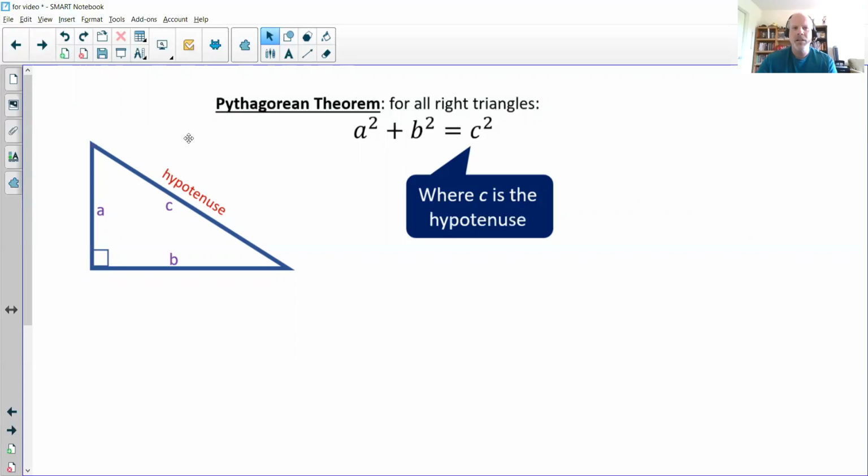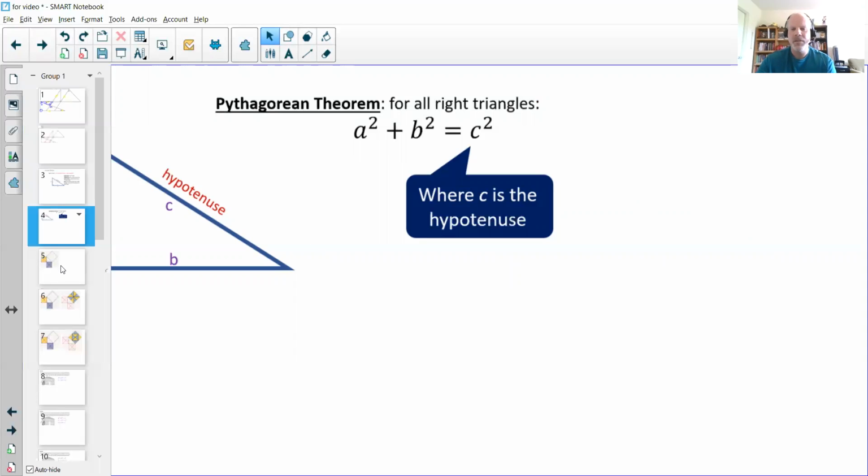But first, let's consider why this theorem is true or how it works. There are lots of proofs, like hundreds of them, that mathematicians over the years have come up with. In fact, James Garfield, who was a president of the United States, was one of the people who came up with a proof of the Pythagorean theorem. He also happens to be our only president who is also a mathematician. On a more somber note, he was also one of only 4 American presidents to be assassinated while in office.